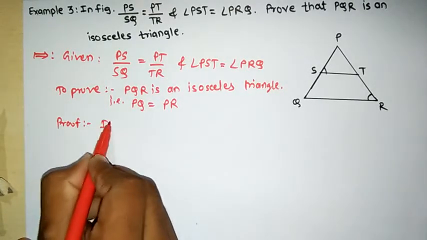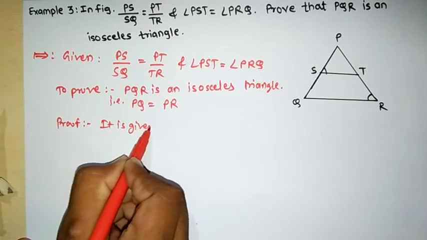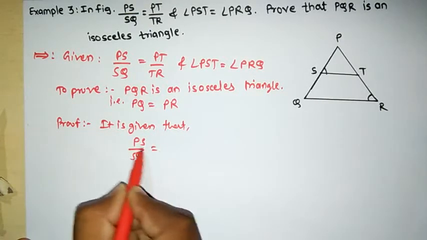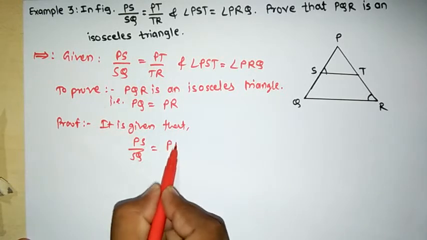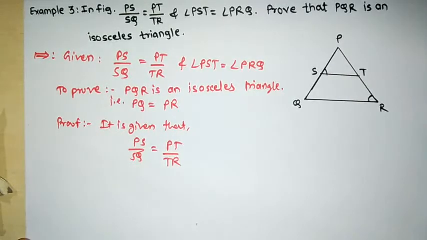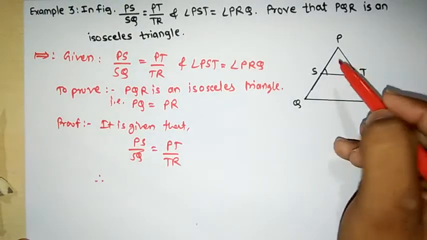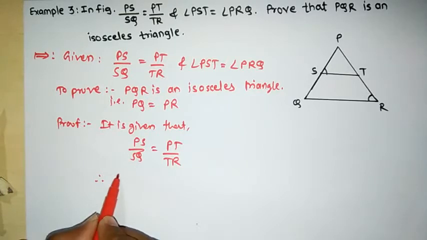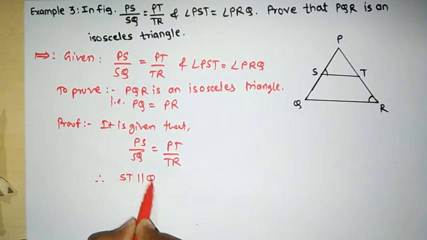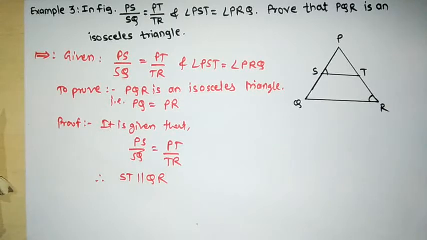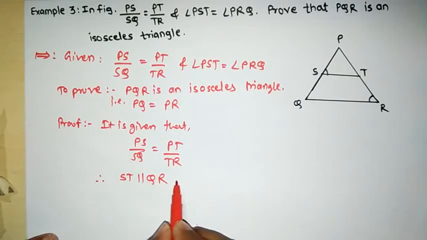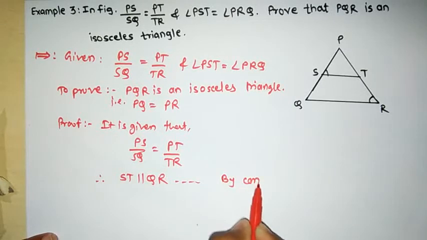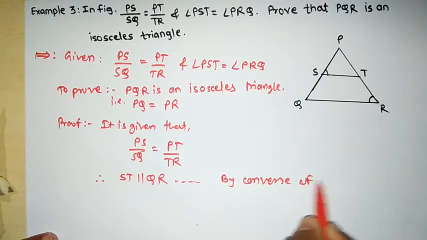It is given that PS by SQ is equal to PT by TR. Therefore, can we say that ST is parallel to QR? By which theorem can you say this? ST is parallel to QR by converse of BPT theorem.